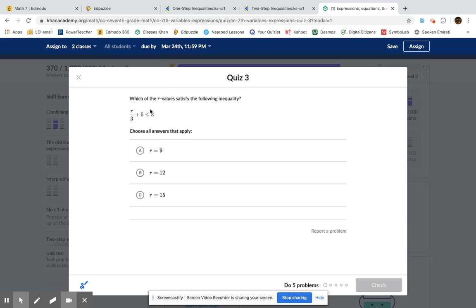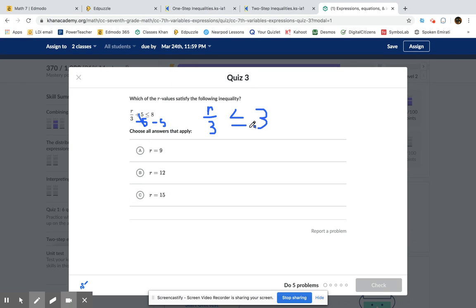All right, we have a 2-step inequality. The first thing we're going to do is get rid of that plus 5. We get rid of it by subtracting 5 on both sides. Okay. Now I'm going to rewrite everything over here. We have r divided by 3 still. But the 5 is gone because 5 minus 5 is 0. And then we have 8 minus 5, which is 3.